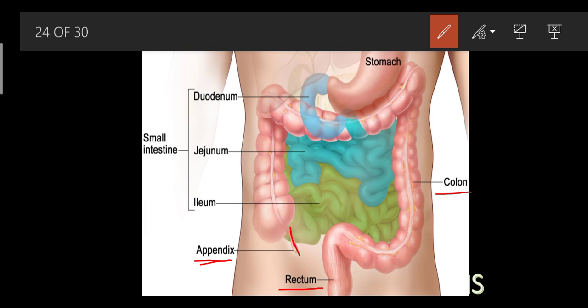Why is this called the appendix? The appendix is situated on the right side of your body. When food which is not digested gets accumulated in this pouch, it causes pain on the right-hand side of your abdomen.